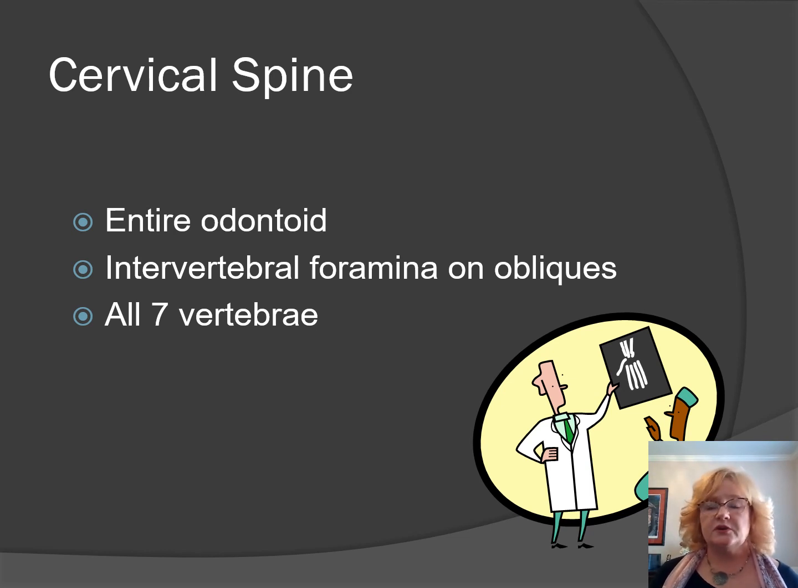Sometimes this is very difficult, especially on the lateral, because the patient may have shoulders that are in the way of the lower cervical vertebra. So when you get to about C6 or 7, sometimes it can be difficult to see. There's an additional image that can be done, but these days, most of the time, these patients are sent to CT to be able to clearly see the lower cervical vertebra, especially in trauma situations.